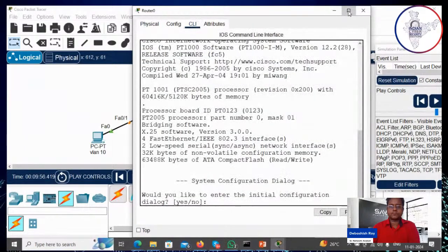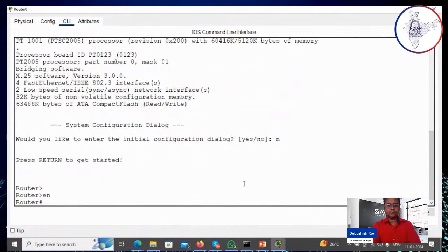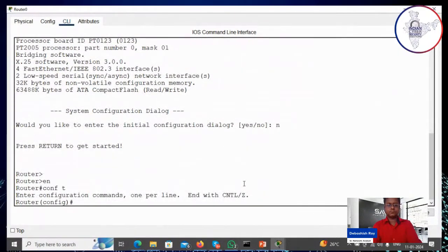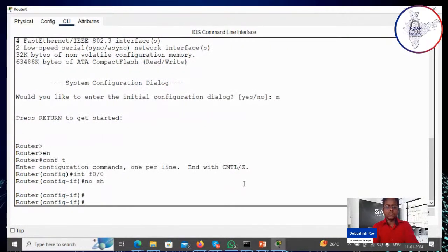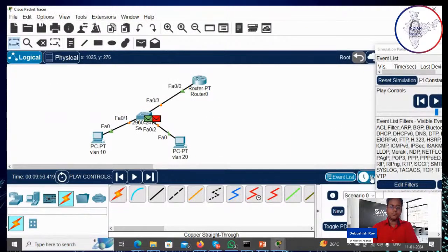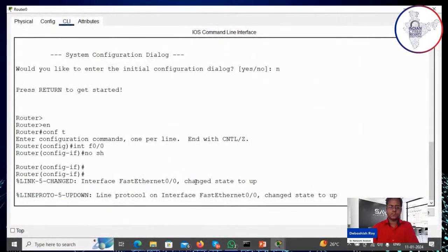So here I'm going to the router. Interface, here we have the Ethernet port, just give no shut. And here do not give any IP address. So let me see if the port is coming up. Yes.